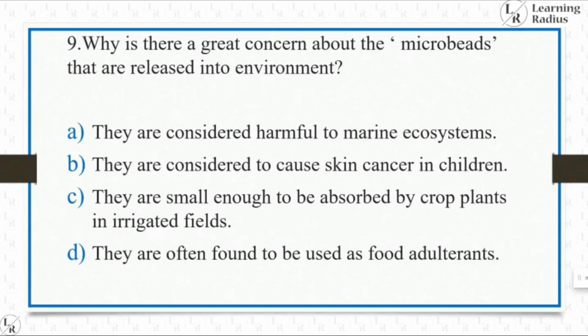Let's come to the next question. Why is there a great concern about the microbeads that are released into the environment? They are considered harmful to marine ecosystem. They are considered to cause skin cancer in children. They are small enough to be absorbed by croplands in irrigated fields. They are often found to be used as food allergens. It's a direct and easy question. They are considered harmful to marine ecosystem is right. So the answer is A.